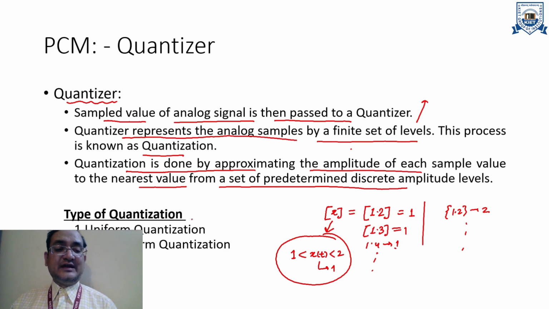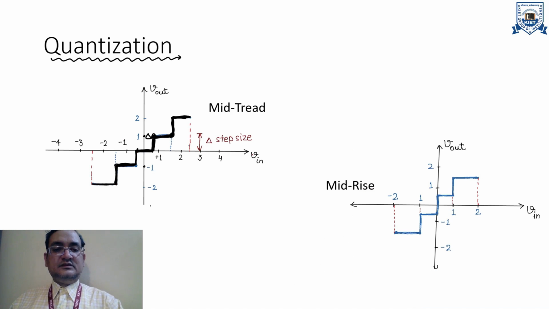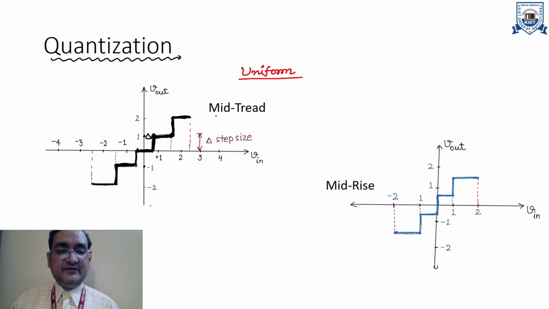Now there are two types of quantization process. Number one is uniform quantization, and the other is non-uniform quantization. Two different uniform quantizers have different output characteristic curves. This one is called mid-tread and this one is called mid-rise. You can clearly see that between the mid values, this value is going up, so that's why it is called mid-rise, and this is mid-tread.